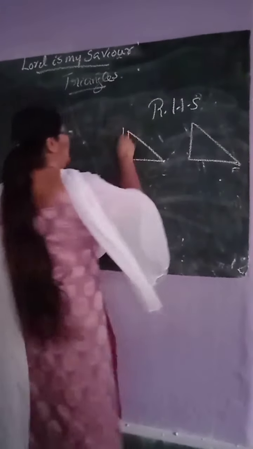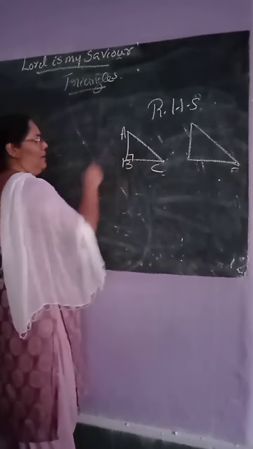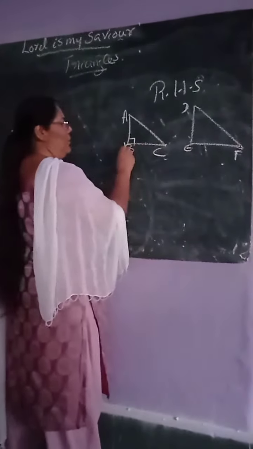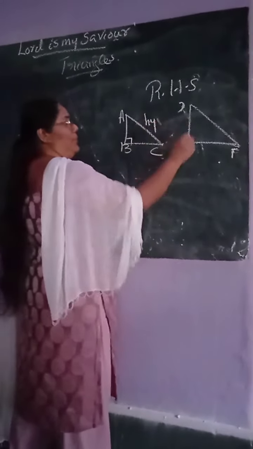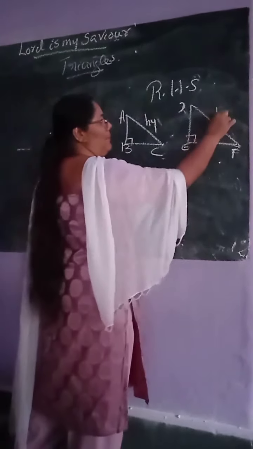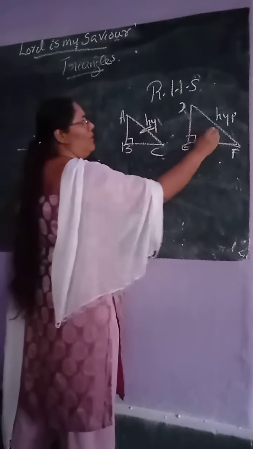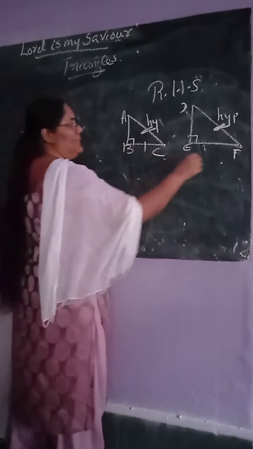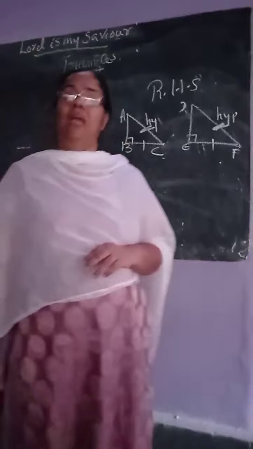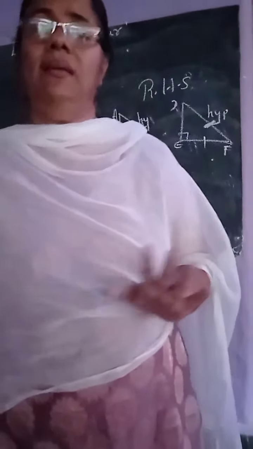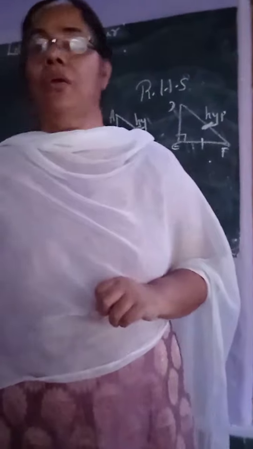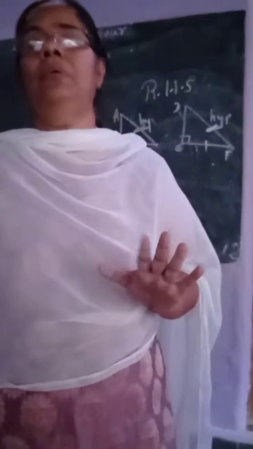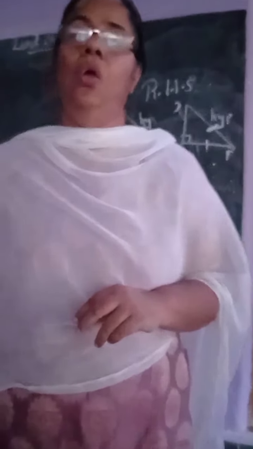That means if ABC is a right triangle at B, and DEF is right-angled at E, then we know that the side opposite the 90-degree angle is the hypotenuse. Here AC is equal to DF. Understand? And the second side BC is equal to EF. Then by the RHS theorem we can say that these two triangles are congruent. In this chapter, our aim is to prove that triangles are congruent.